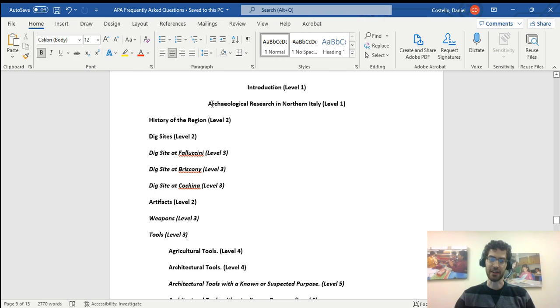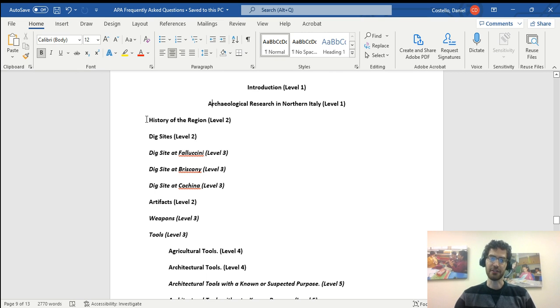And the sample paper is about archaeological research in Italy. So we would start out with our introduction, which would be a level 1 heading, because that's the main section of a paper. It's a large, standalone, important section. And after that level 1 heading, which we can see because they've been designated in parentheses, we would use another level 1 heading for archaeological research in northern Italy. And that's because this is not a subsection of our first level 1 heading. This is a new topic in the paper.